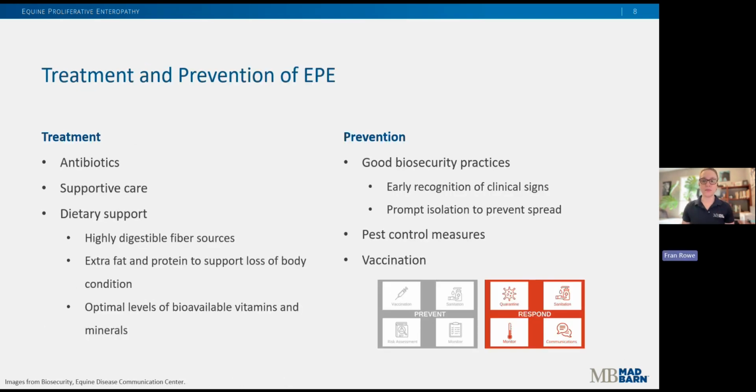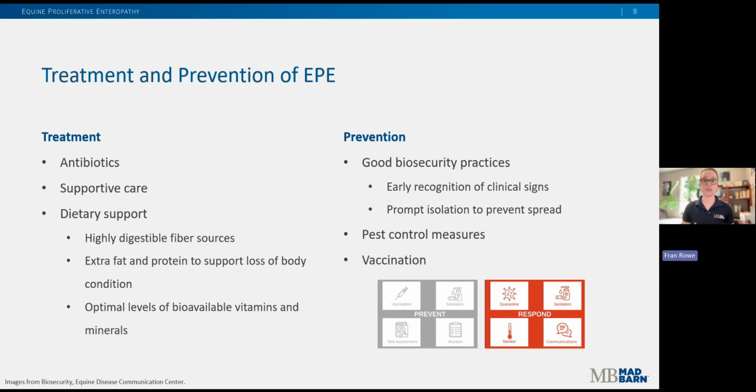The treatment of EPE involves a course of antibiotics and then whatever supportive care might be warranted, really depending on the severity of disease in that given foal. Sometimes antibiotic therapy is extended for several weeks, or multiple antibiotics are used to eliminate the infection of Lawsonia. It's also important to remember that these foals will need some special dietary support during this treatment and recovery period because they've been really malnourished for the duration of this infection.